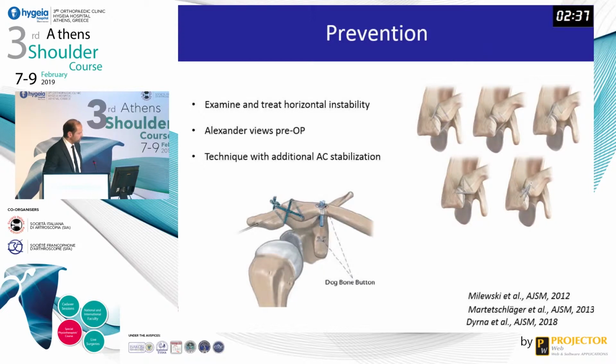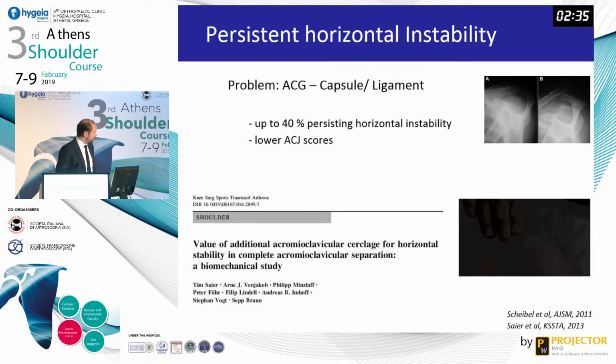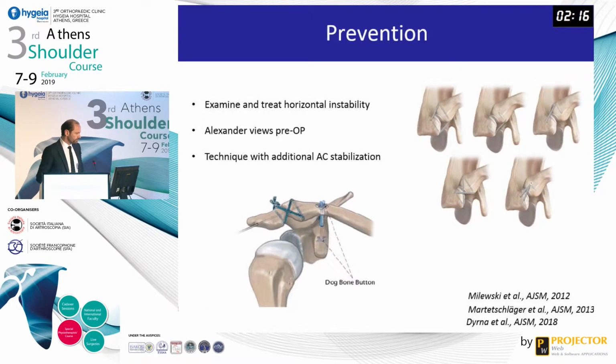And this is what we could show in our biomechanical study in Munich by Tim Sire, that if you do not address the AC joints separately, you will not be able to reach the native stability, especially for the horizontal plane. So this is important. This is what we didn't look at the last 10 years.